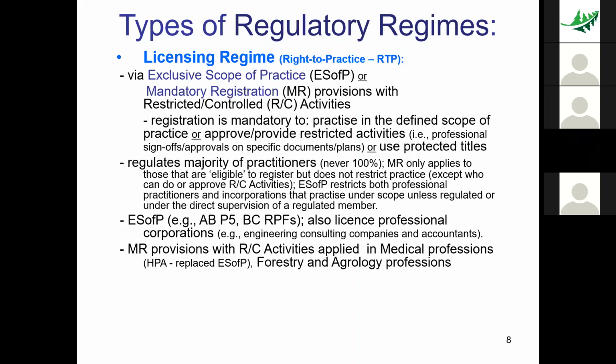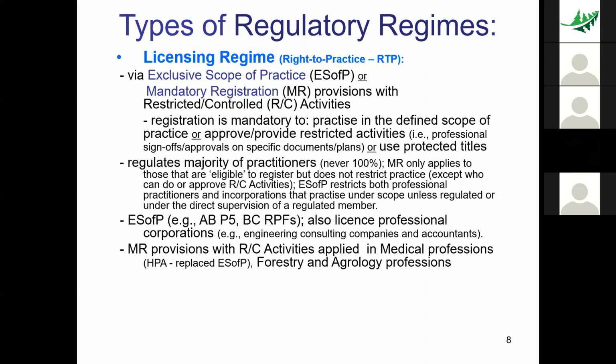We, the agrologists, foresters, and forest techs, fall under this new kind of model where the Health Professions Act went, and that was mandatory registration. And then they added in those restricted controlled activities, as I said, giving a needle. I'll get into it on another slide on professional sign-offs and approvals and the detail there.